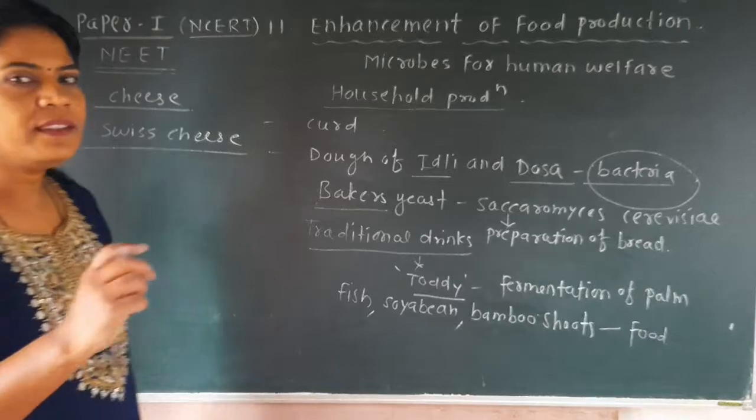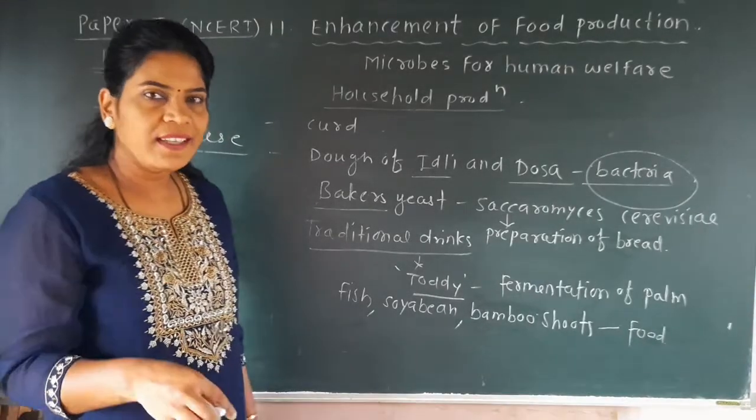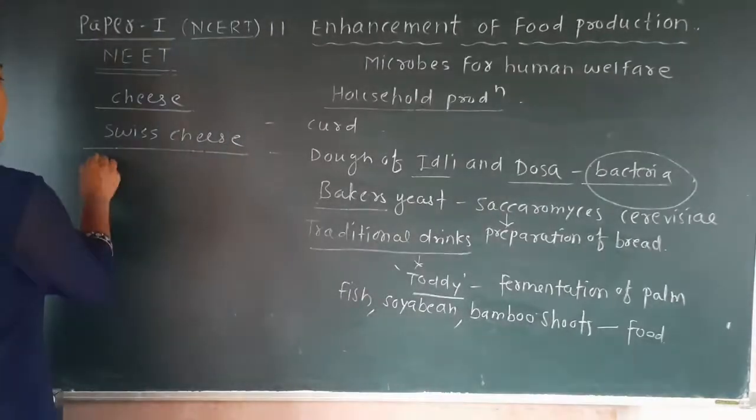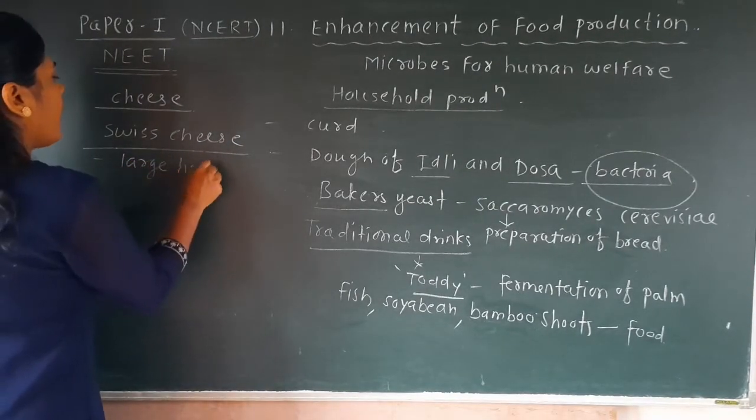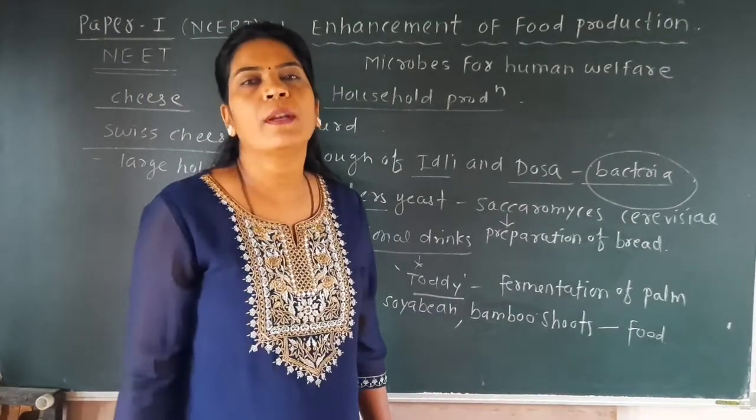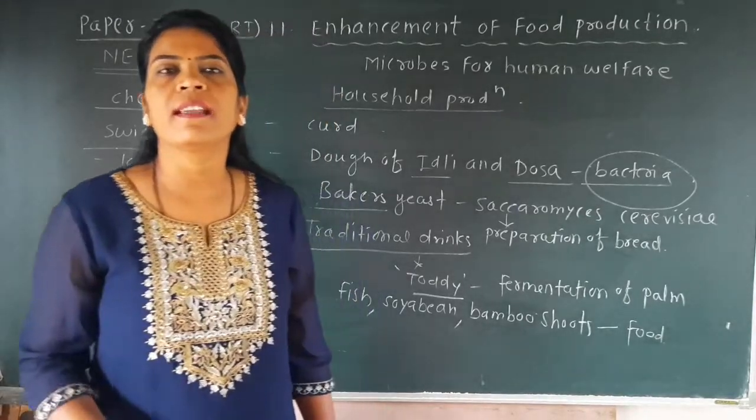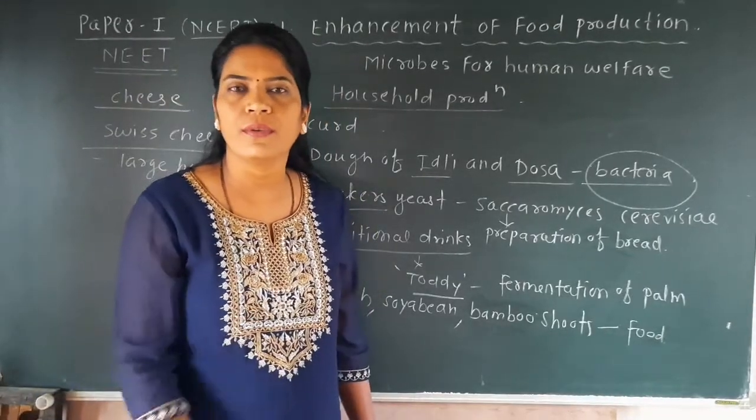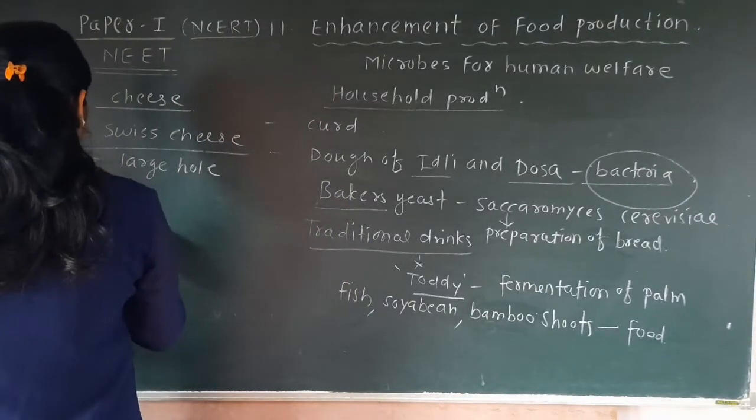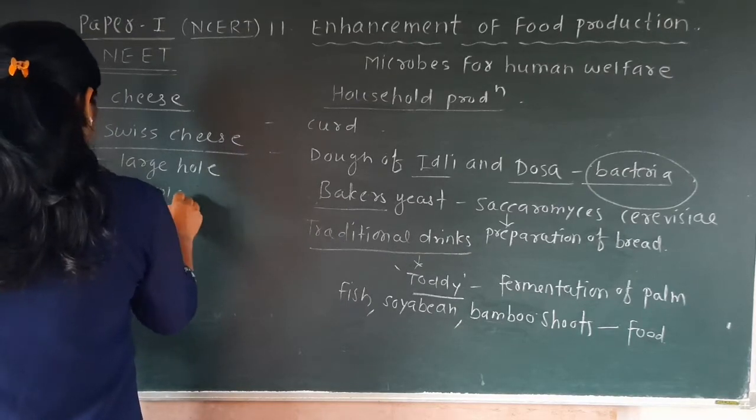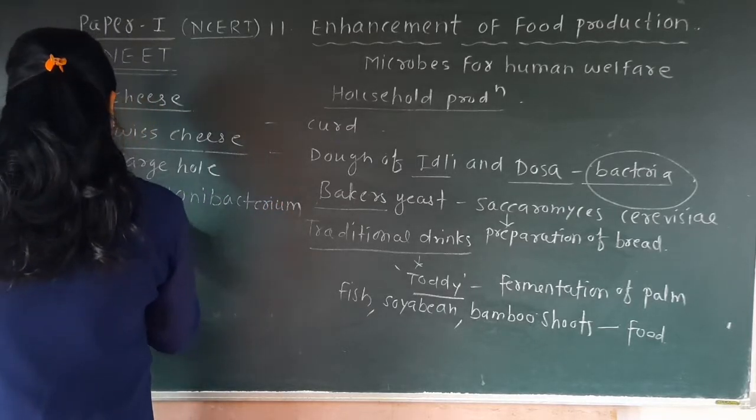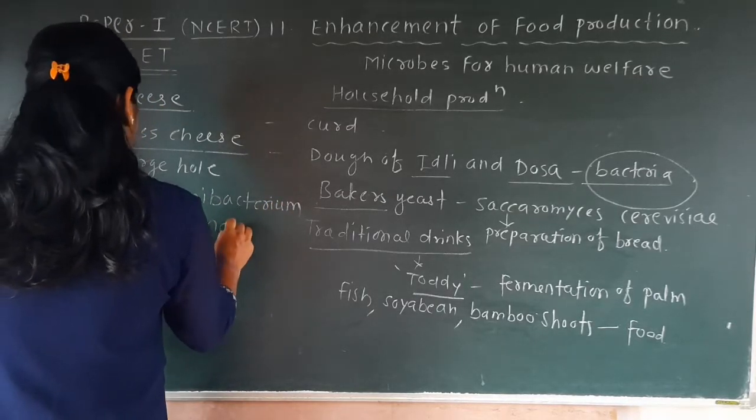Now one thing is given here. We have seen that this cheese, which is called Swiss cheese, has one characteristic, a large hole. How is it produced? By the production of CO2 gas. But there is the involvement of one bacterium which produces that cheese, and that bacterium produces the large hole in that cheese. The name of that bacterium is given, and it is called Propionibacterium sharmanii.